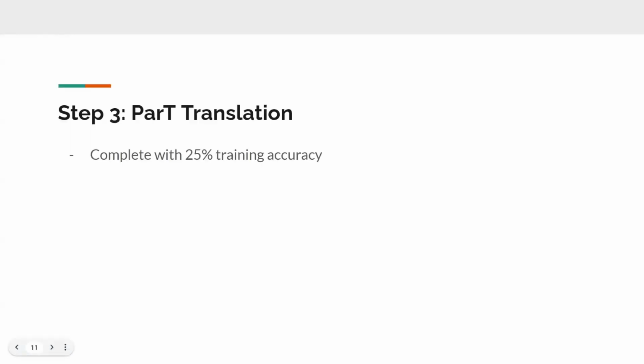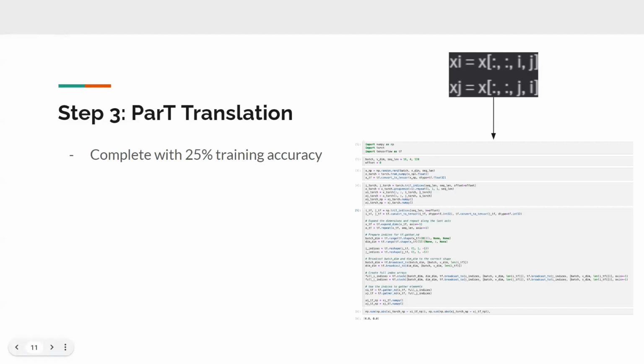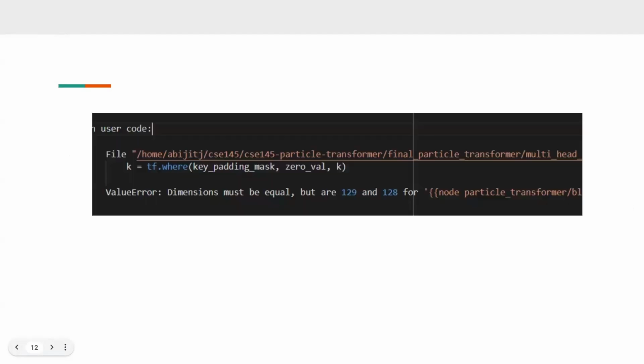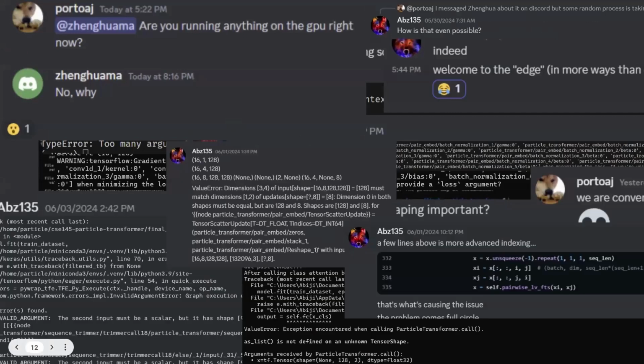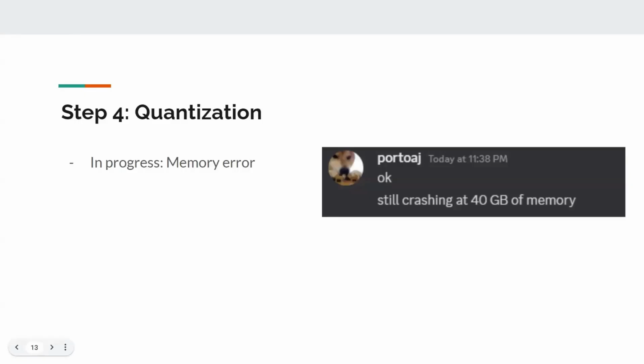We underestimated how different TensorFlow is compared to PyTorch. For example, this is PyTorch advanced indexing, and this is the same thing in TensorFlow. Clearly, there's a big difference. And for your amusement, here's another error. Some more. Basically, there are a lot of complexities.